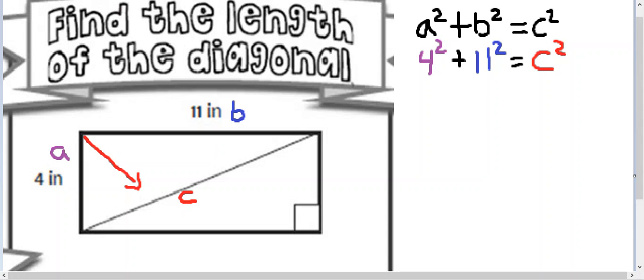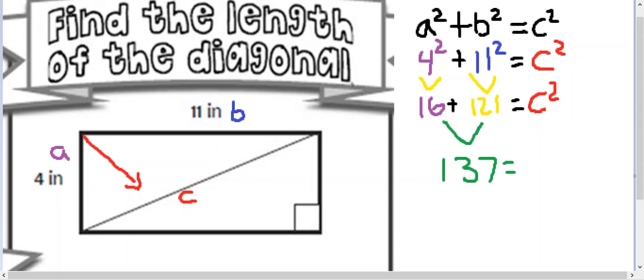Now order of operations tells me that I have to do the exponents before I can add. So 4 squared is 16. 11 squared is 121. C squared, I still don't know what it is, so I just bring down c squared. So 16 plus 121 gives me 137. Still don't know what c squared is, so I have to bring that down.